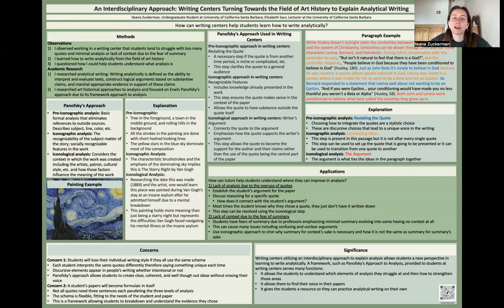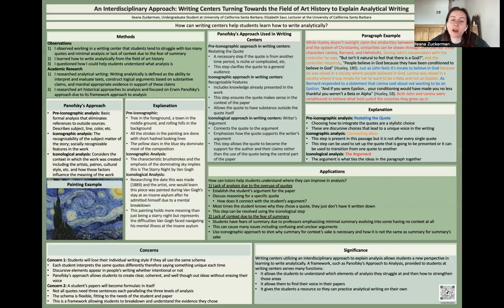Iconographic analysis includes connecting the quote to information already presented in the paper and in the paragraph. So this is like a transition to help just connect the ideas on a basic level between the quotes and what has already been stated. Iconological analysis takes this a step further and connects the quotes to the argument. So iconological analysis is really emphasizing how the evidence the student chose supports the argument that they're trying to make in the paper.